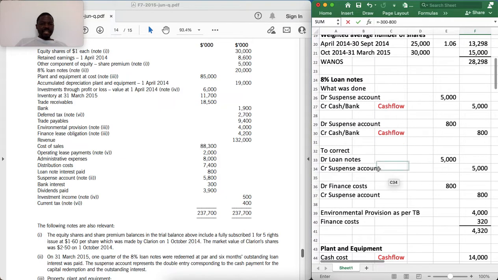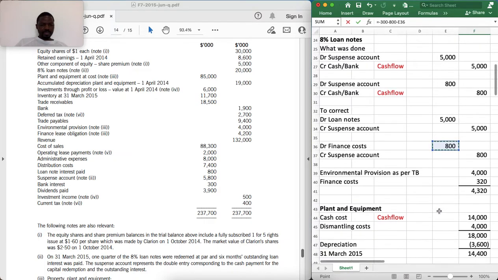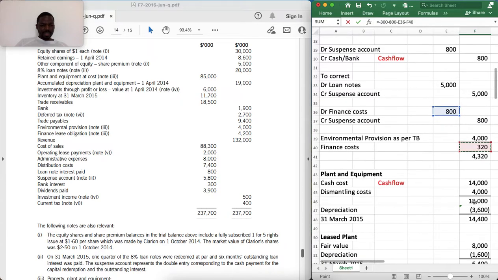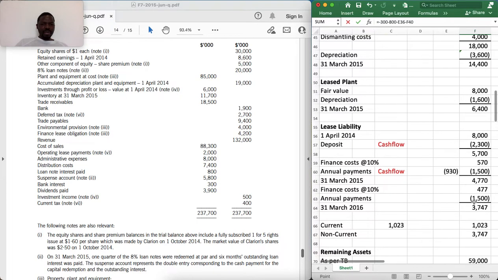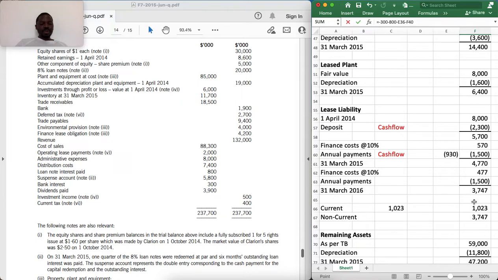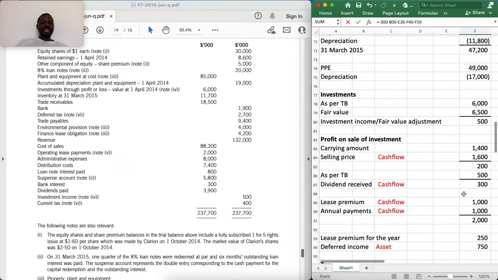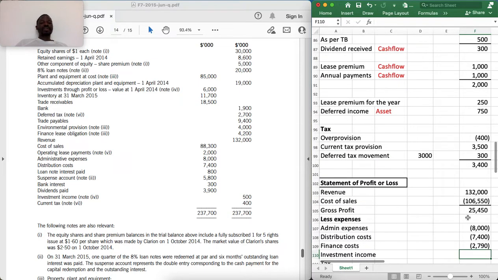Then let's go to our workings to get another finance cost. In our workings, we have our finance cost here that we said we will debit the finance cost here. We also have got our finance cost here as the unwinding of the environmental provision. We are taking this from our workings. We also have got our finance cost here under the lease liability here of 570. Scroll down. We do not have any other finance cost. So this is our figure for finance cost.